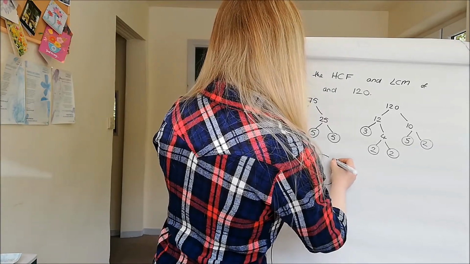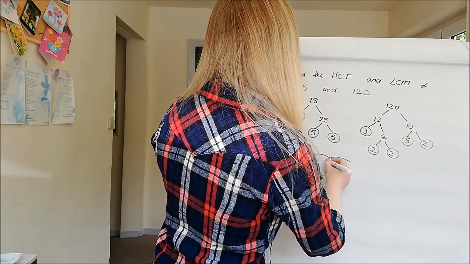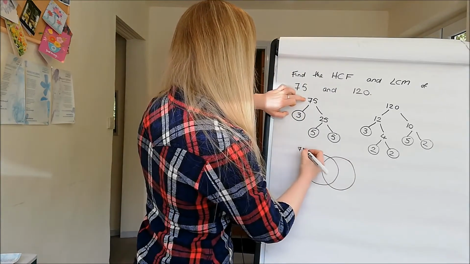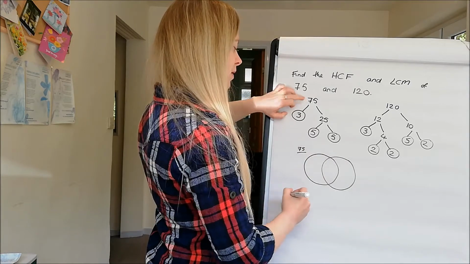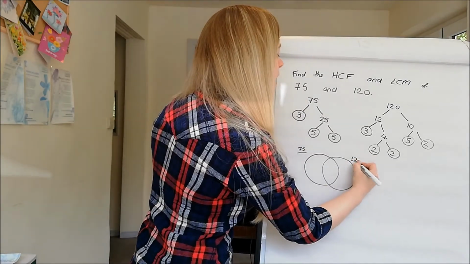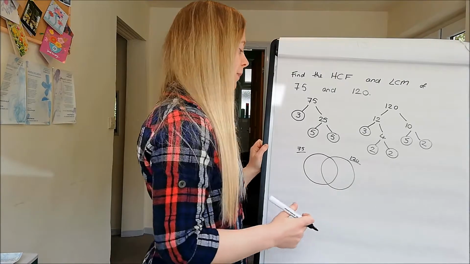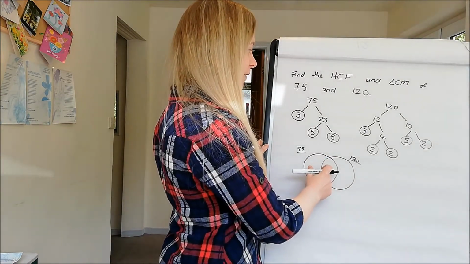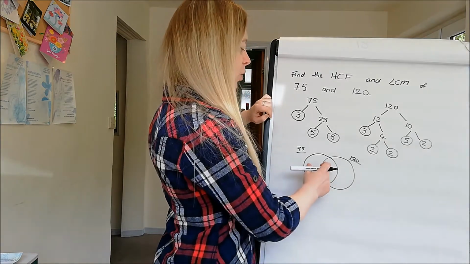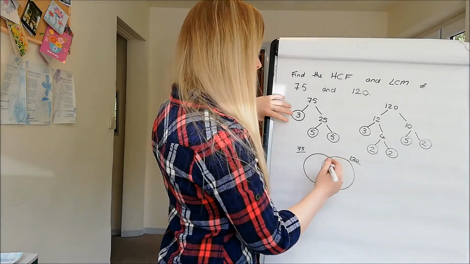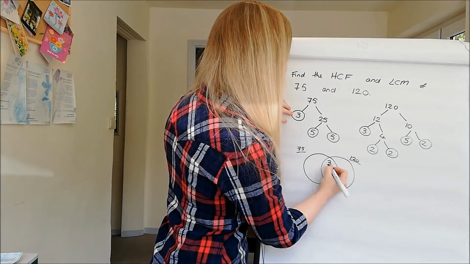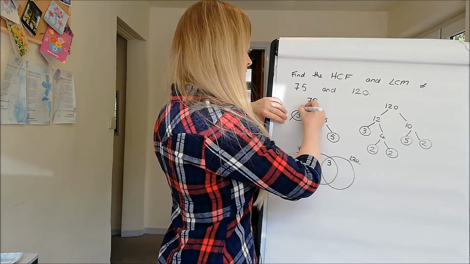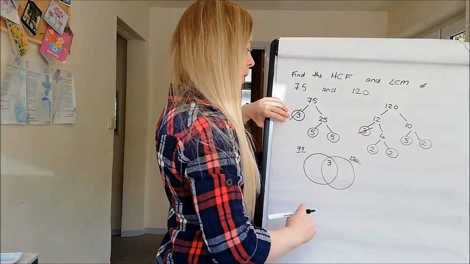So what we do then is we draw a Venn diagram. On one side of the Venn diagram is going to represent 75, and the other side is going to represent 120. Anything that the numbers have got in common, we're going to put in the middle of the Venn diagram, and we're only going to put it once if they've both got the number. So they both have 3 as a factor, so I'll put 3 in the middle of that Venn diagram, and then I'll cross it off that one, and I'll also cross it off that one.